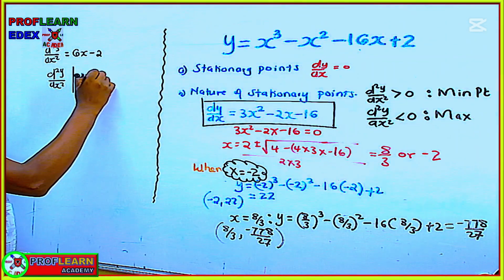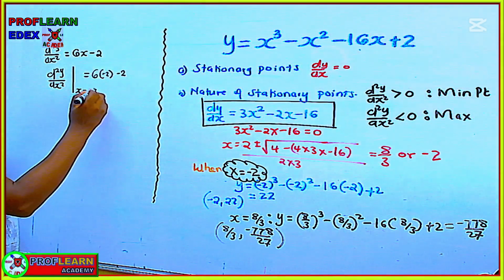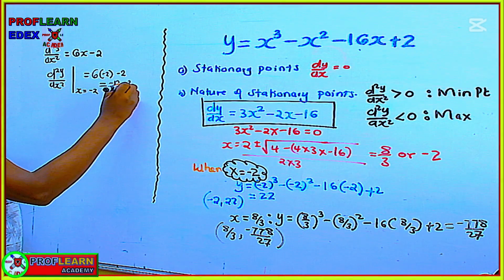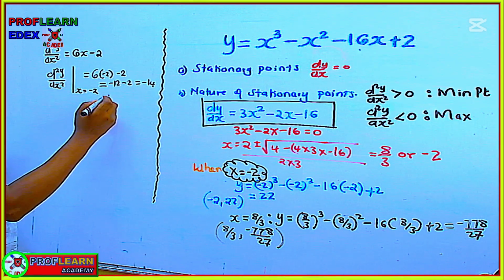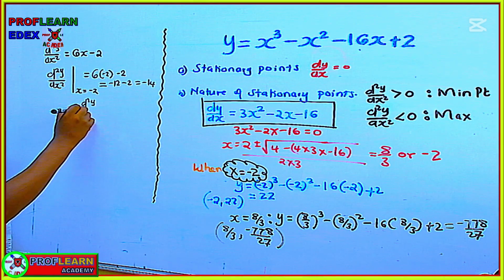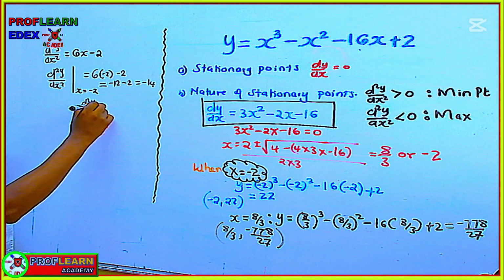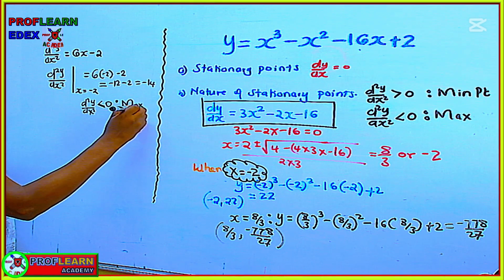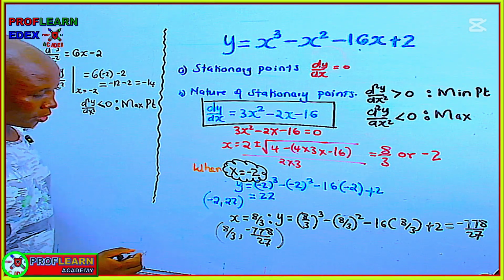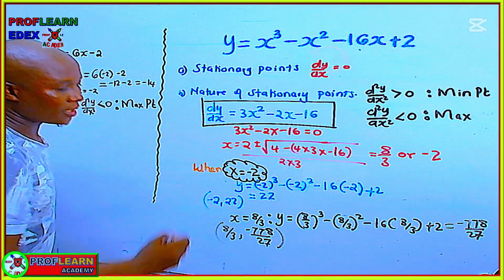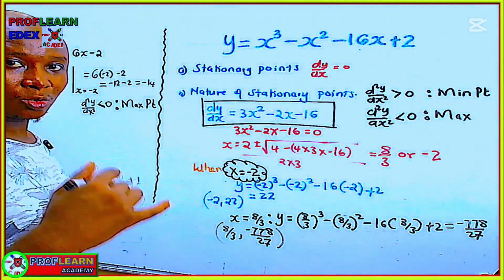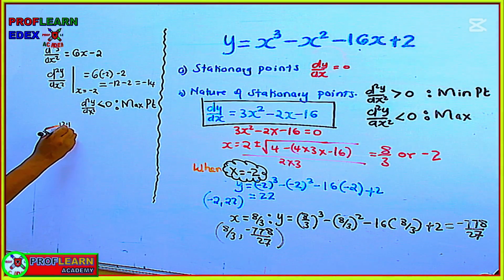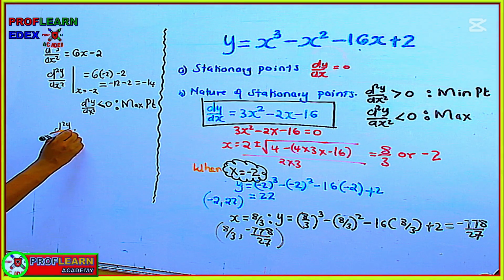So this is going to be 6 into negative 2 minus 2. If you work it out, you are going to get your answer as negative 12 minus 2, which is negative 14. So d squared y over dx squared is less than 0. So this is a maximum point. The coordinate that we are having at this point is a maximum point, because d squared y over dx squared is less than 0.